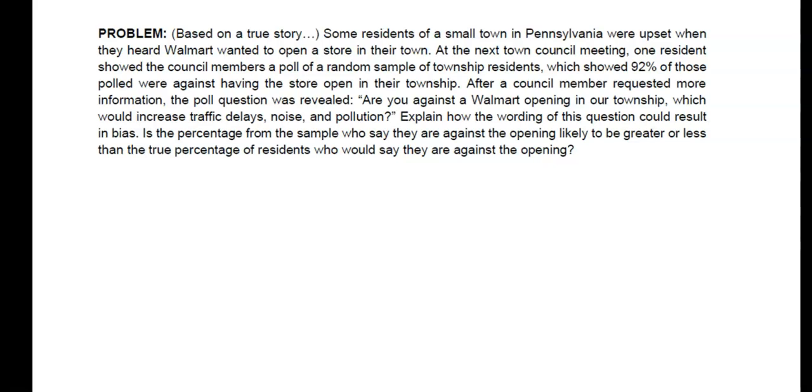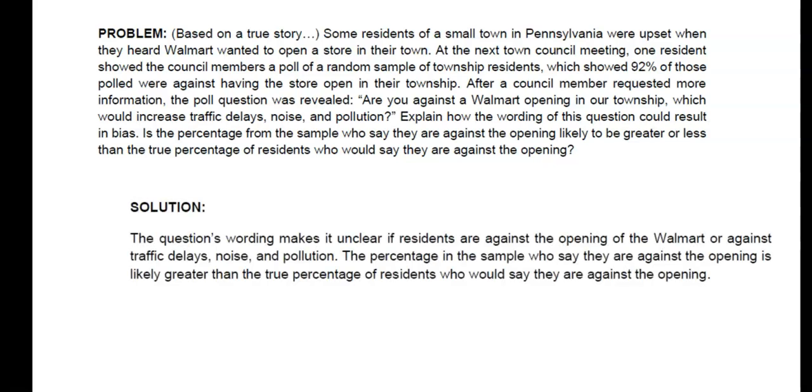Okay, the question itself has a lot of bias there. Explain how the wording of this question could result in bias. Is the percentage from the sample who say they're against the opening likely to be greater or less than the true percentage against this? I'm guessing the true percentage is going to be less because they made this Walmart sound so bad. The wording makes it unclear if they're against opening the Walmart or against the second half of the question, which is about traffic delays, noise, and pollution.